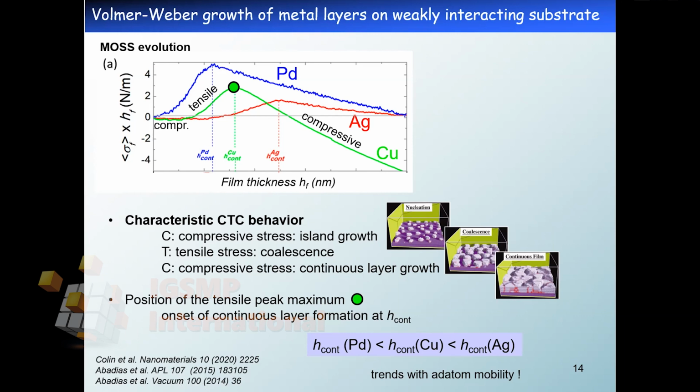So I call it the continuity thickness. So if you compare these 3 systems, palladium, copper, and silver, what you can observe from this graph is a direct information on the continuity thickness, which follows this trend, and it is in accordance with the adatom mobility, because palladium adatoms, they are less mobile than silver adatoms.